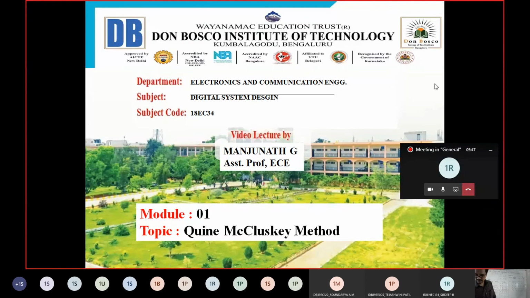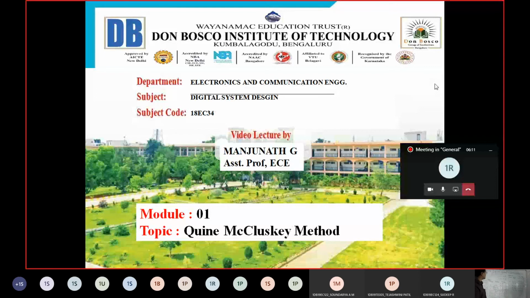I want an answer from your side. For more than 5 variables. Yes, there are more than 5 variables. Till 5 variables we can manage using K-map only. But whenever it goes beyond 6, 7, 8, we need something else apart from K-map. So we went for this Quine-McCluskey.